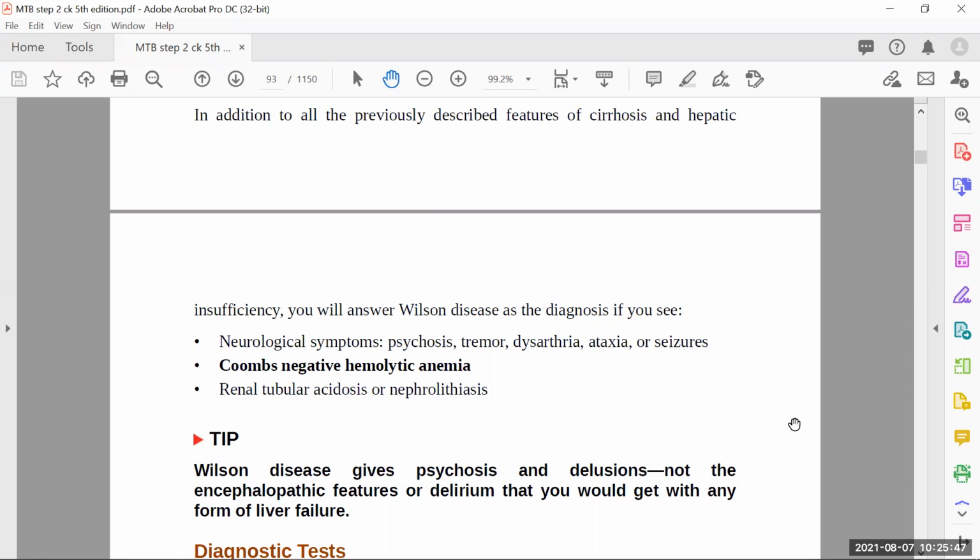Sometimes the patient presents with neurological symptoms. Sometimes they may present with hemolytic symptoms. Sometimes they present with renal symptoms. So you have to evaluate all these symptoms carefully and then make a diagnosis.